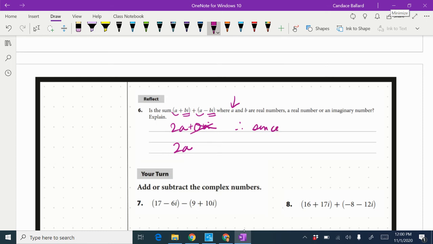So I would say that, therefore, since 2a is a real number, a plus bi plus a minus bi is a real number.